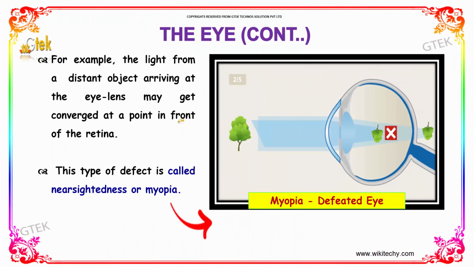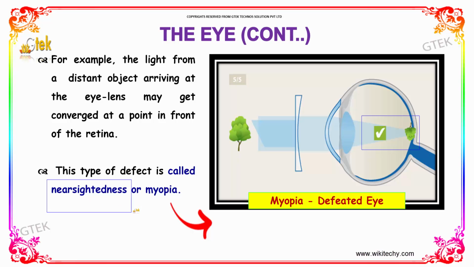For example, if you consider the light from a distant object arriving at the eye, the lens may converge it at a point in front of the retina. So this is the region. This defect of the eye is called nearsightedness or myopia.